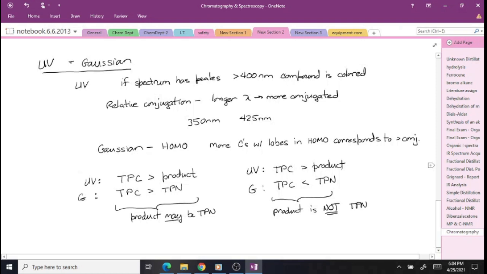Okay. And so you should be able to do this sort of analysis as well on the final exam. Given two UV visible spectra and two Gaussian images for the HOMO, you should be able to determine, is this likely to be the same compound or is it not the same compound?